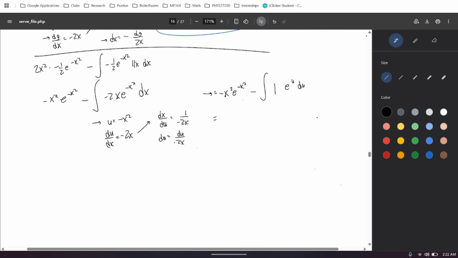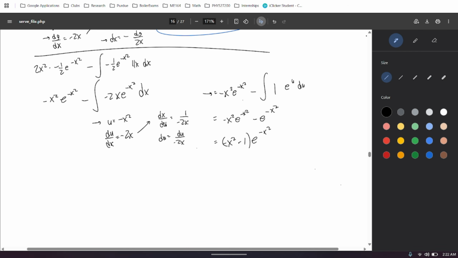And then our final integral here becomes negative x squared e to the negative x squared minus e to the u, just e to the u. So that becomes e to the negative x squared right there. And then you can factor out e to the negative x squared. That becomes negative x squared minus 1. And then multiply that by e to the negative x squared, like so. So that would be our final closed form integral solution.